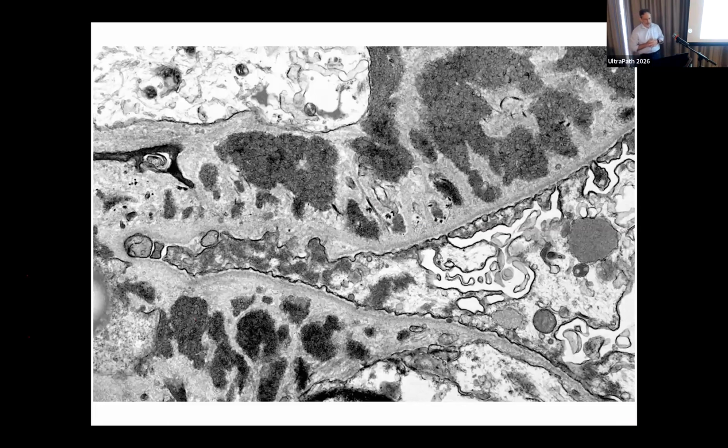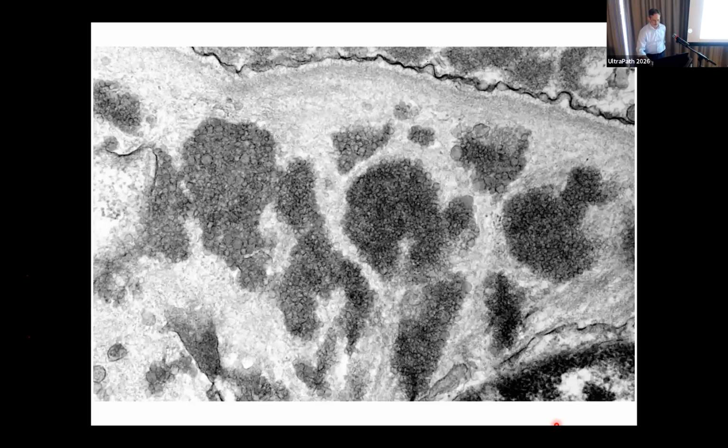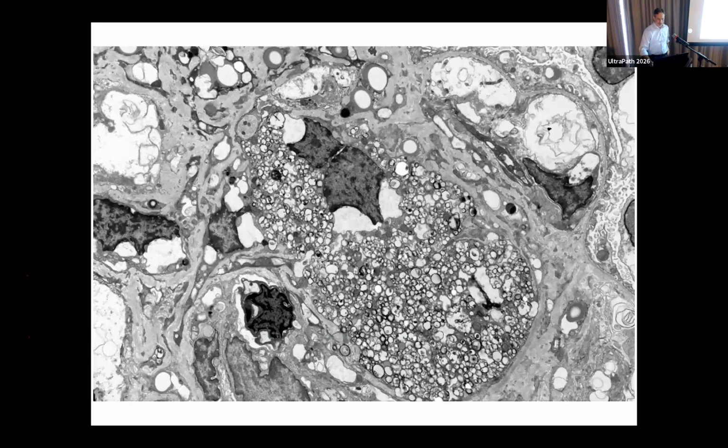When you zoom in on these, they have a really unusual appearance, a variegated, almost bubbly appearance. To me, they look like soap bubbles, and all of the deposits had this appearance. Here's another example of them. Again, lots of these little bubbly, variably electron-dense deposits. And of course, you could also see the mesangial foam cells that we saw on light microscopy.